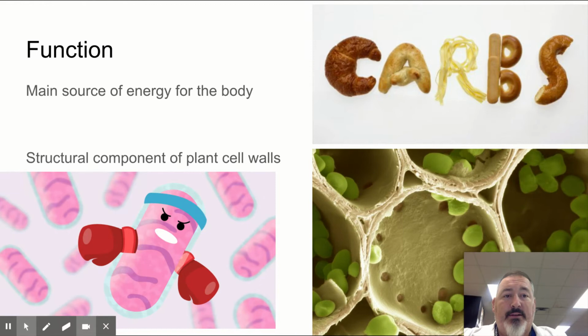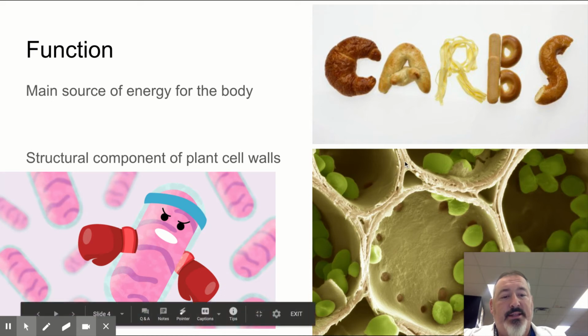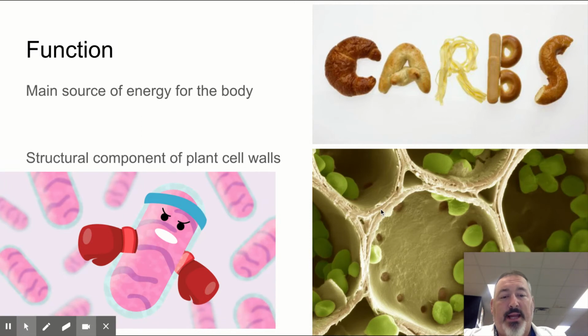Carbohydrates are going to be in so many delicious foods. They're the main source of energy. That is their main function. And they're also going to be a structural component of plant cell walls. So take a look at this structure. You can see these plant cells, this outer ridge that's really firm is going to be the plant cell wall. And so you can see plant cell walls are going to be made up of carbohydrates. So now we've listed two major functions of carbohydrates: both main energy source as well as being in the cell walls of plants.